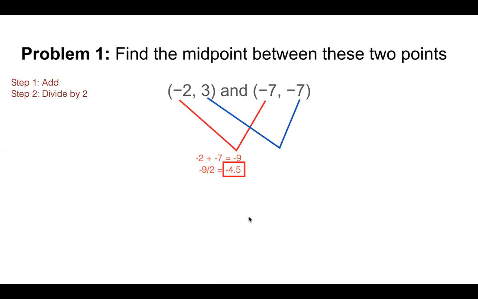Now we can do the exact same thing with our second set of numbers. 3 plus -7 is going to be equal to -4. Now we have -4 divided by 2 to give us -2. And that is basically it. So the midpoint is (-4.5, -2).